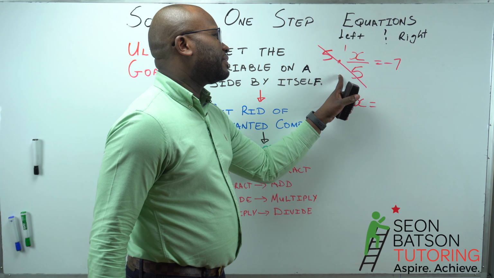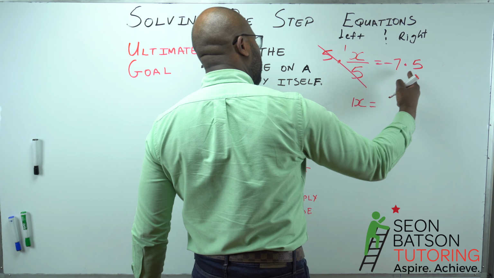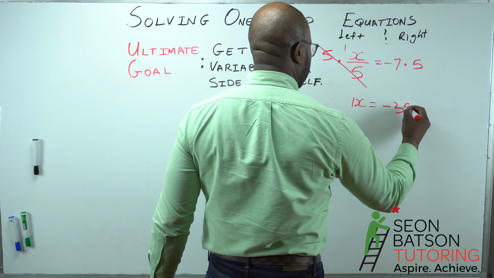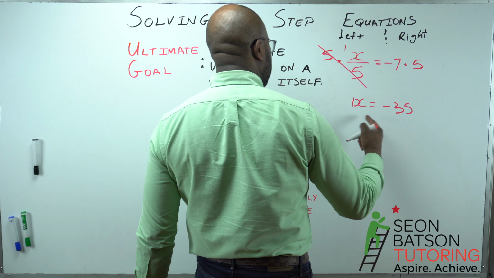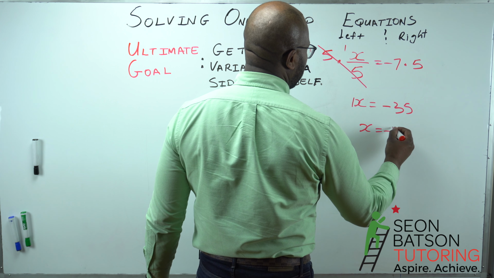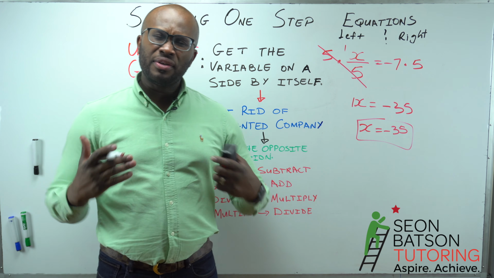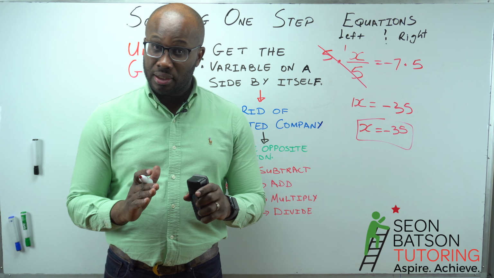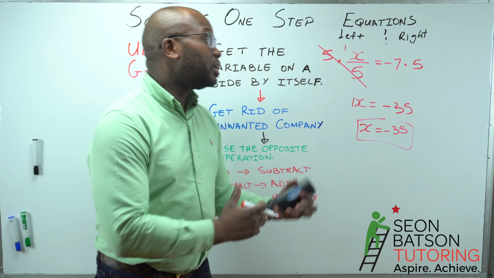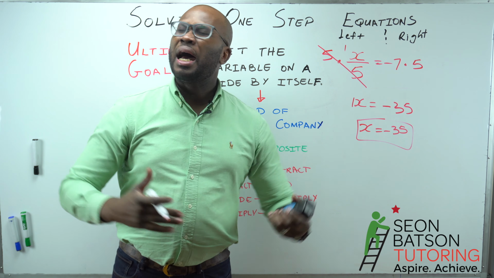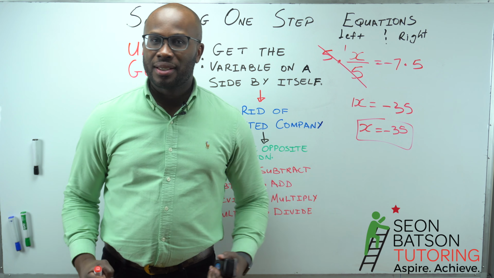If I multiply the left side by 5, I have to multiply on the right side by 5 as well. Negative 7 times 5 is negative 35, because the negative times the positive is a negative. So we have 1x is equal to negative 35, so x is equal to negative 35. Very simple process. Very important concept. You must master one-step equations before you go on to two-step equations. So I recommend you watch this video as many times as you want to until you master this concept.